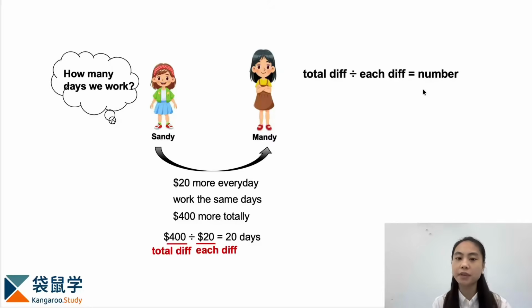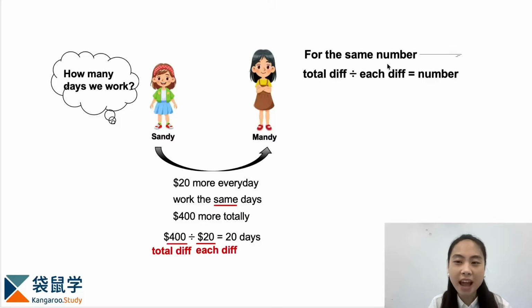But, class, if we want to use this calculation directly, which information that we must have from this question? They must work the same days. Now, class, let's imagine. If they don't work the same day, can we use this calculation now? Of course cannot. So here, only for the same number, then we can use this calculation directly.